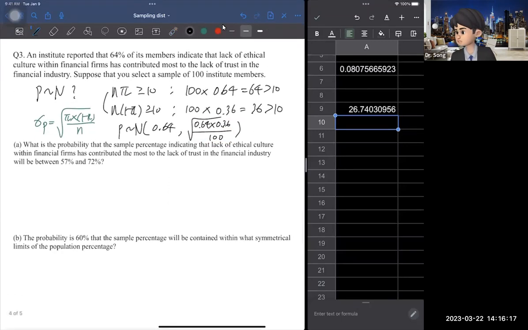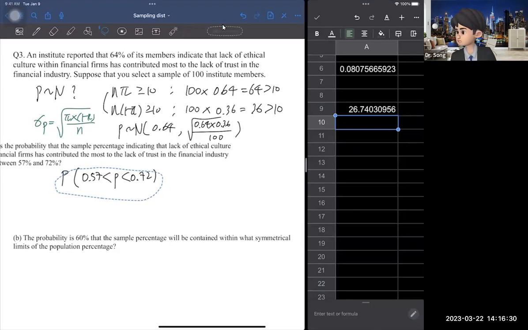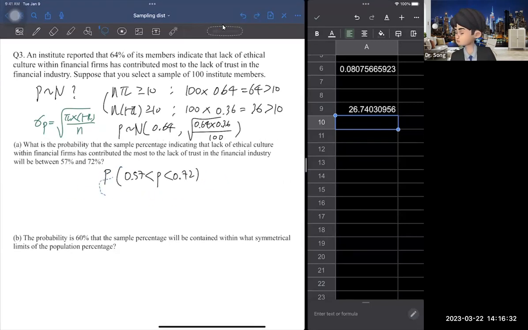Take a look at the first question, A. We want to find the probability that the sample proportion P is between 0.57 and 0.72. Again, you may want to draw the graph to avoid mistakes. So let me show you how to draw the graph. Okay, I need a space, so let me draw it here.